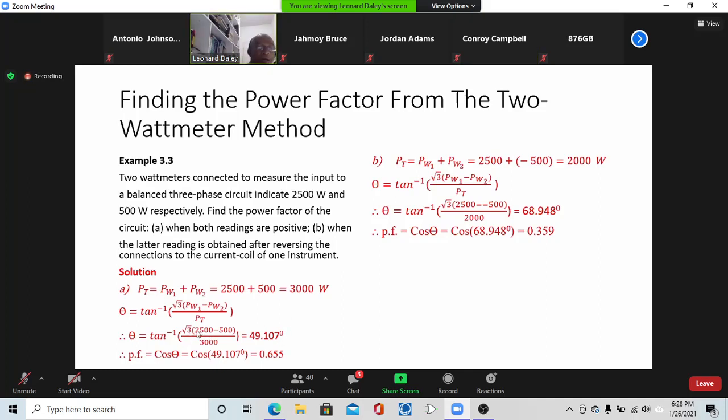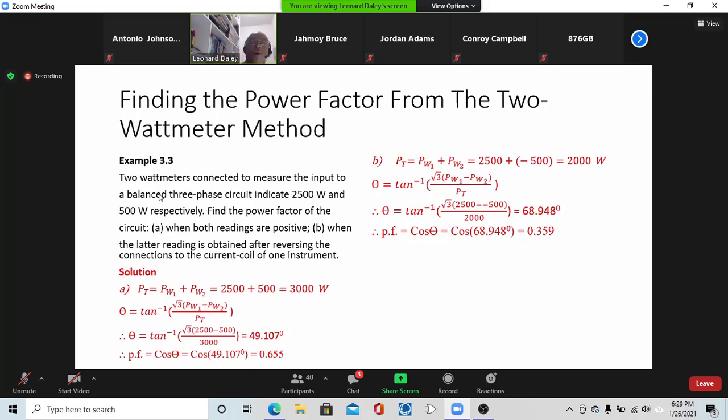So √3 times 2,500 minus 500 divided by 3,000. It works out that the angle is 49.107. And then I find the cosine of that 49.107. And that works out to be 0.655. The thing with this, though, you can't tell whether or not it is a lagging or leading power factor. We're just using the readings. I guess we would have to know exactly what makes up the load in the circuit to know whether or not it's lagging or leading. But the calculations alone won't tell you whether it's lagging or leading.